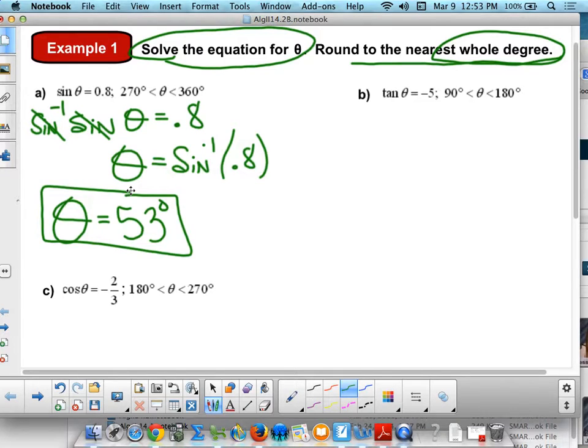Yeah. But hang on. You see this little saying right here? They're trying to tell you they don't want 53 degrees. They want your theta to be between what and what? Does yours say 270 and 360? Yes. What does yours say? It does? This is wrong. This should say 90 up to 180. Change yours right now. Okay?